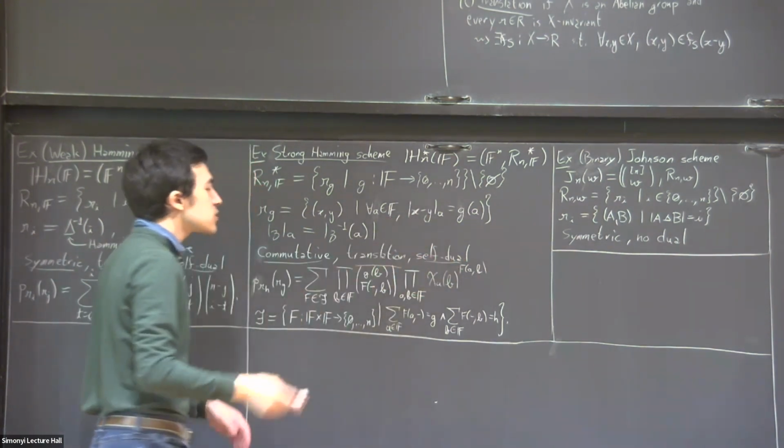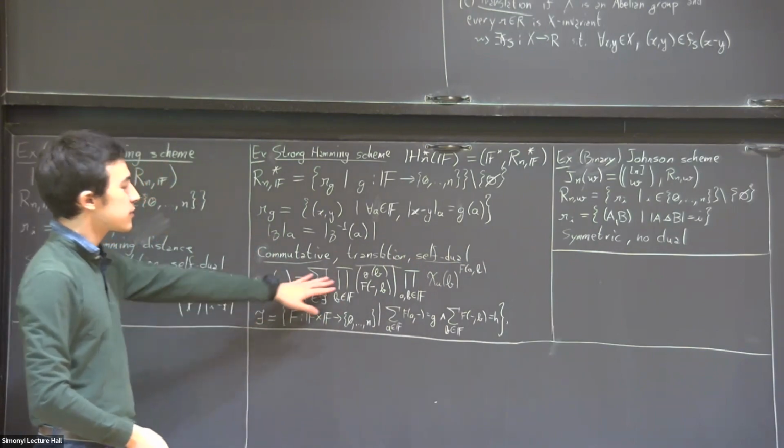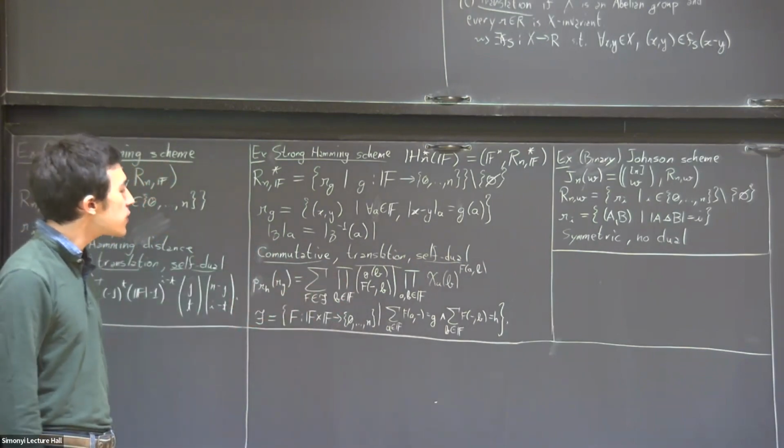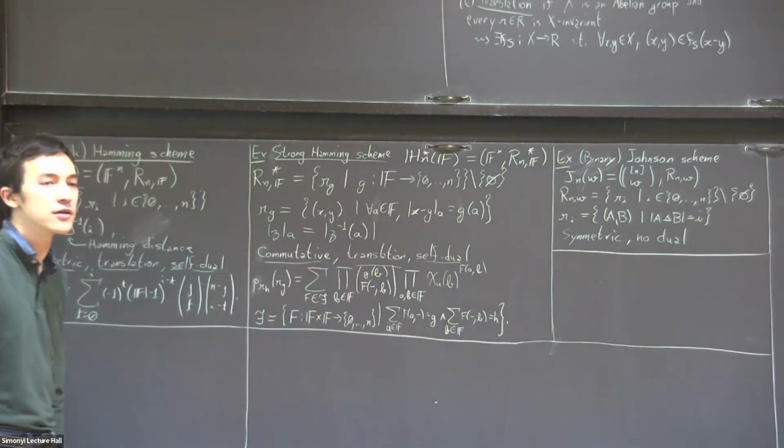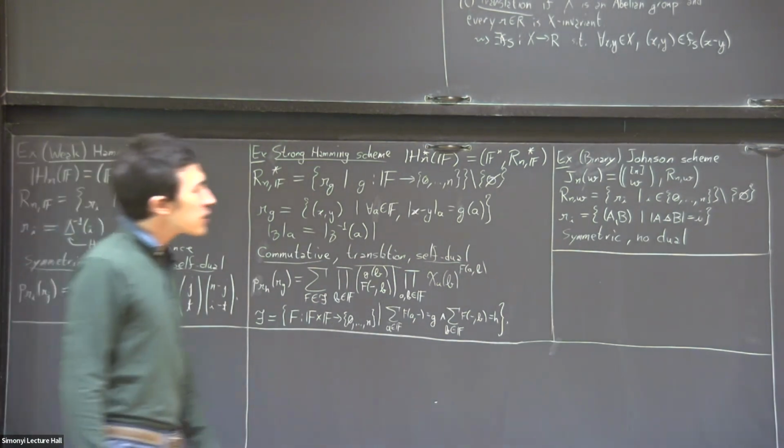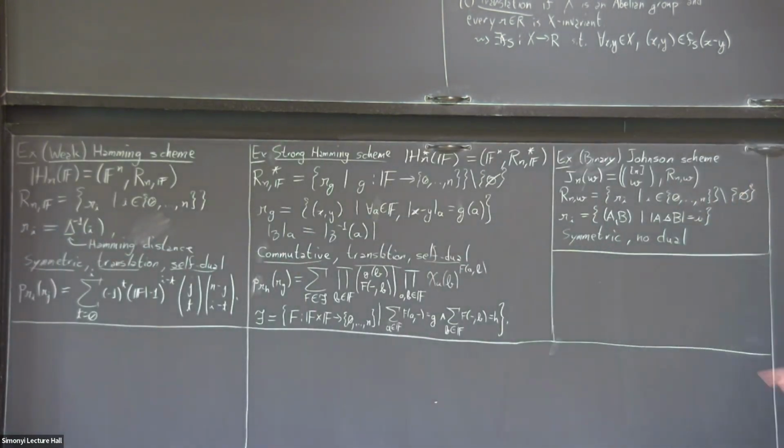And I said that it was self-dual and has this more complicated formula for the P and Q functions. And again, it's just a combinatorial exercise, but it gives you a more complicated formula. And finally, the last example that I mentioned was the Johnson scheme, which is morally, you take the Hamming scheme and you restrict it to a layer. So another way of seeing this is the base set is just the subsets of size exactly W, and the relation is you just look at the size of their symmetric difference. And this was the Johnson scheme.